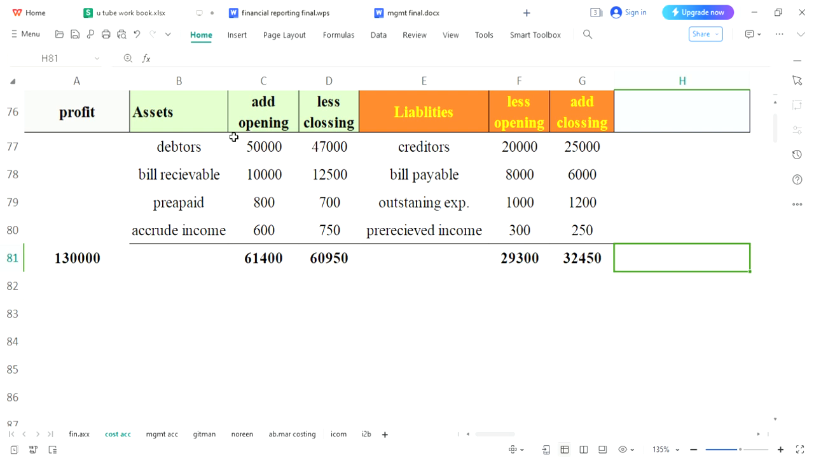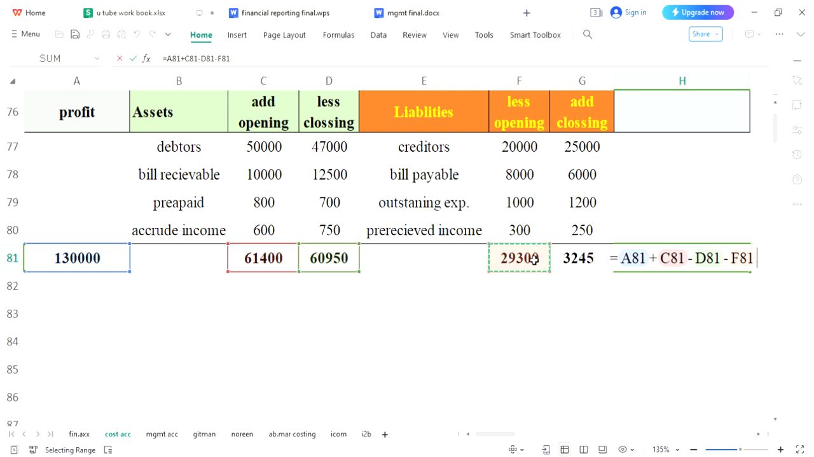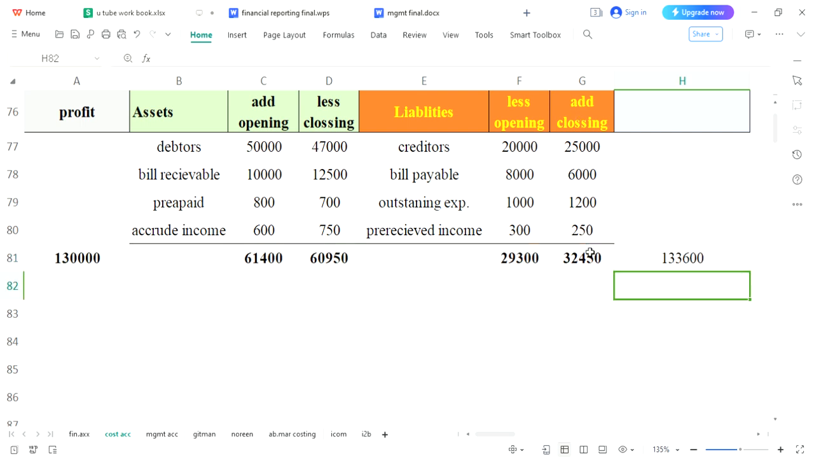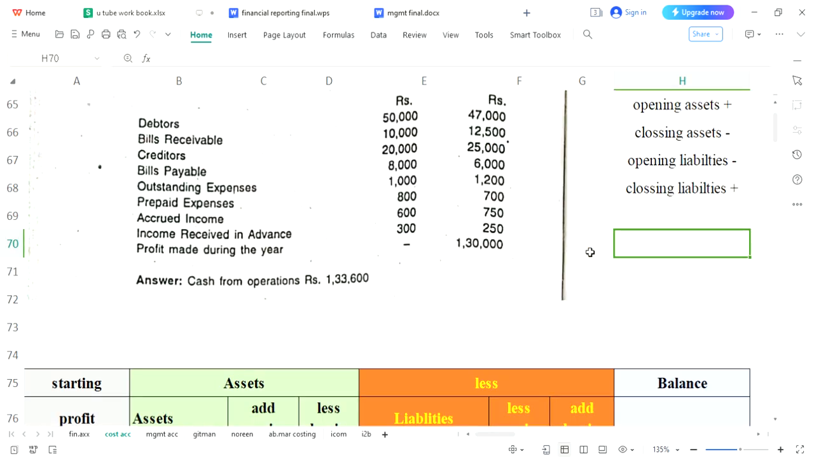Finally, the stage comes where we will calculate the balance. As you can see, this was our profit and we need to add. Please understand, we are going to add what? All opening assets. We are adding, then subtract your closing assets, then again subtract opening liabilities, then add closing liabilities. So we have got our final balance 133,600.